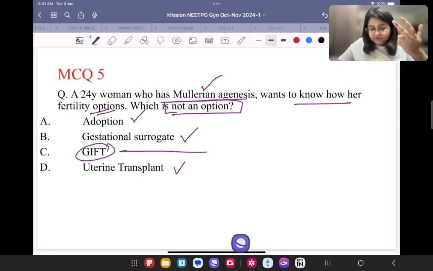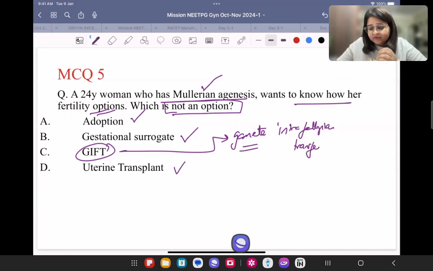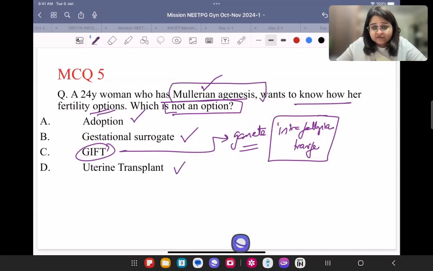What is GIFT? GIFT was an old method of IVF in the beginning when IVF first came into being. This is called gamete intrafallopian transfer. So what was done is that the oocyte or the sperm was directly injected inside the fallopian tube, which is a very indirect way of getting her pregnant, right? So that is not possible in a patient who doesn't have a fallopian tube.